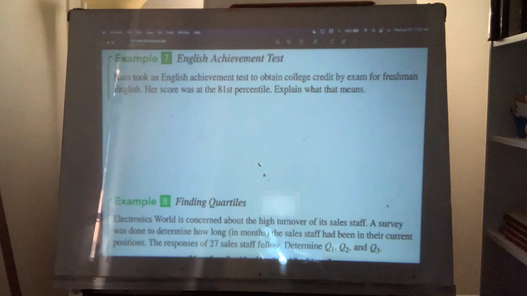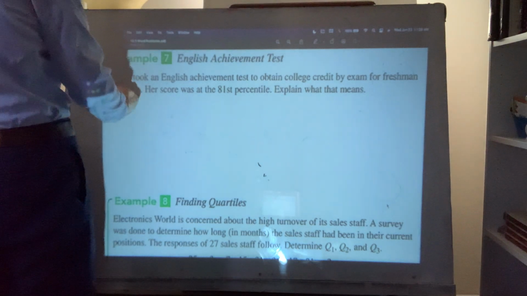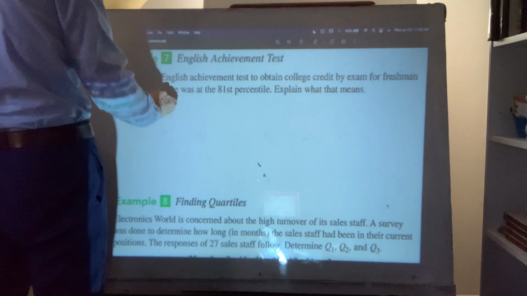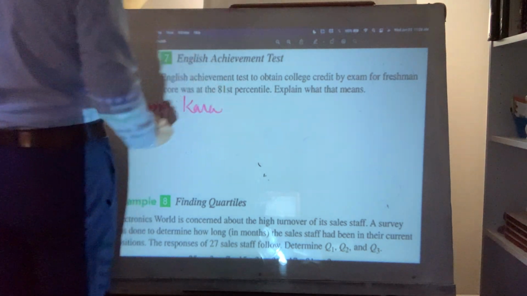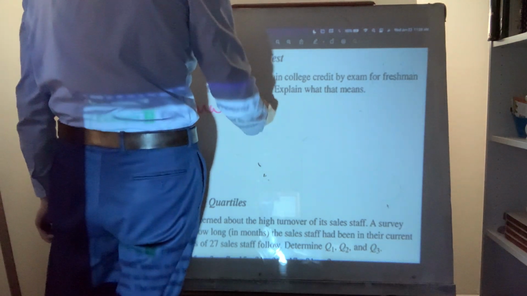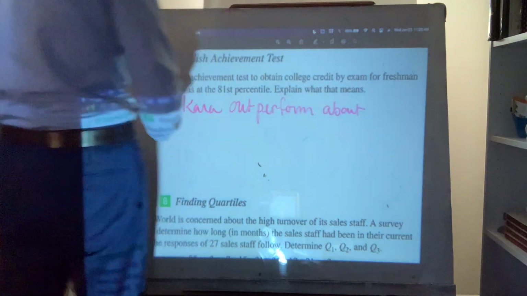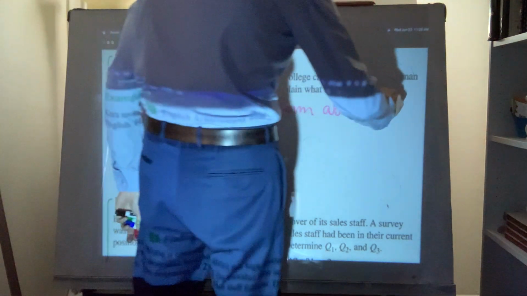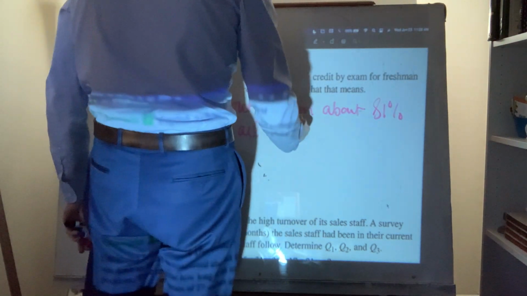Kara took an English achievement test to obtain college credit by exam for freshman English. The score was 81st percentile. Please explain what that means. That means essentially Kara outperformed about 81% of all test takers.